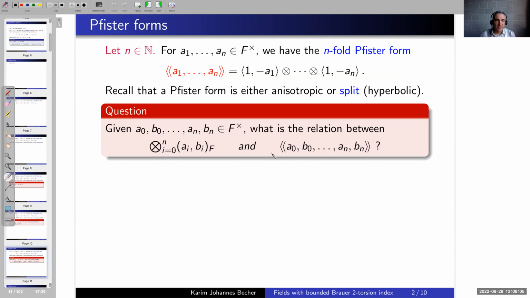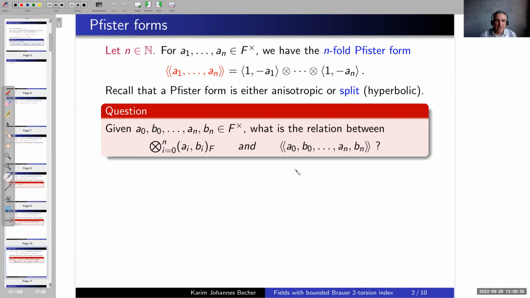Okay, so what can we ask about the left side? Does this central simple algebra that we obtain by taking the tensor product of these quaternion algebras have non-trivial zero divisors, or does it maybe split? Or is it a division algebra? And here the quadratic form, is it split or is it anisotropic? And between these two things, we want to see whether there are relations.